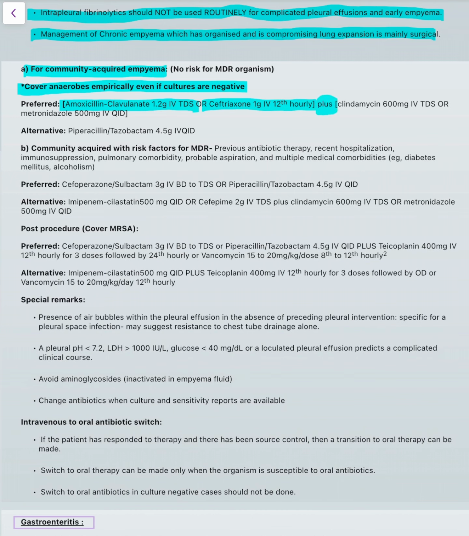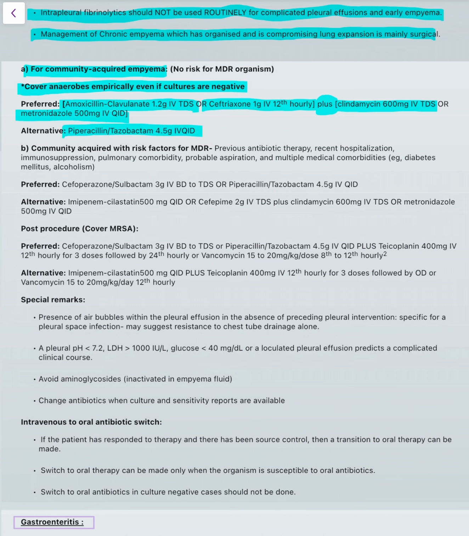How do we cover that? By adding clindamycin. Clindamycin dose is 600 mg IV 3 times a day, or metrogyl can also be given, 500 mg IV 4 times. So the antibiotics are amoxiclav or ceftriaxone, with clindamycin or metrogyl added. Alternative is piptaz.